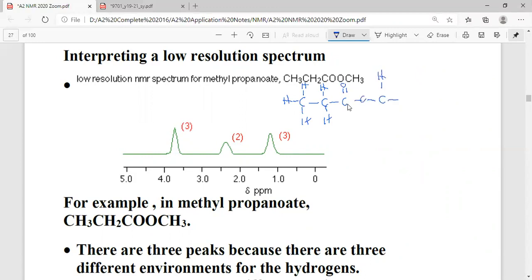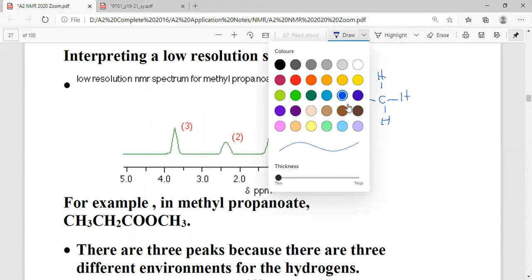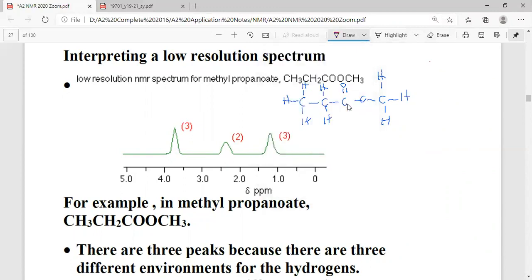Now, how many types of hydrogen are there? Let's put red down. Now, these three, of course, are chemical equivalent, because same type of neighbors. These three also chemical equivalent. So this is nearer to the oxygen. This is further away. Now, these two are chemical equivalent, nearer to the carbonyl.